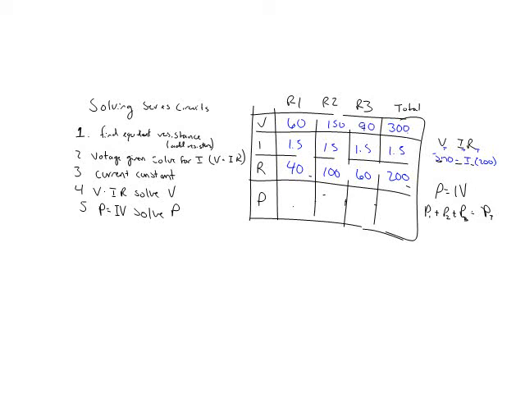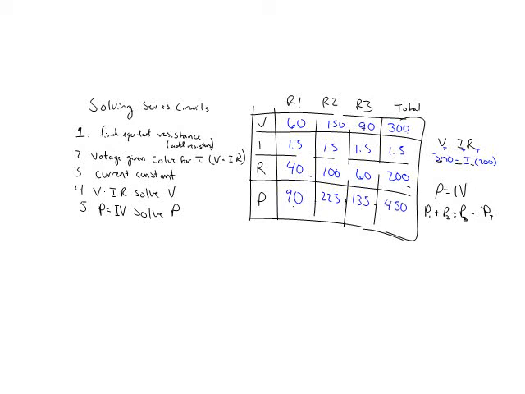Solve for power. P equals IV. Solve for P. 60 times 1.5 is 90. 150 times 1.5 is 225. 90 times 1.5 is 135. And 300 times 1.5 is 450. Now I want you to double check.